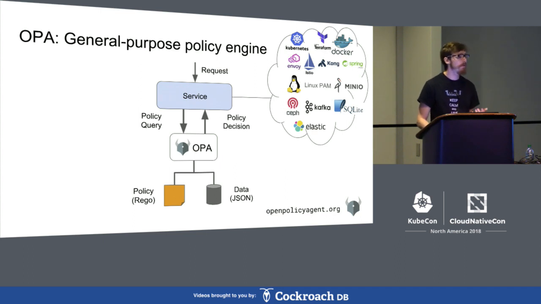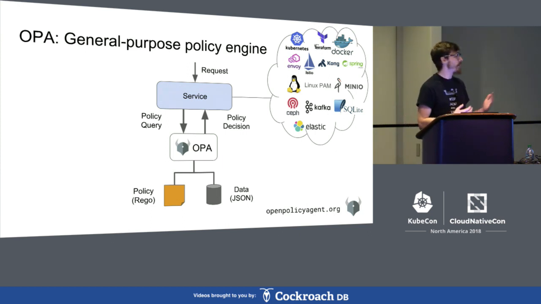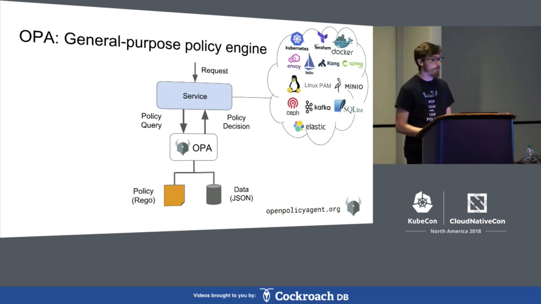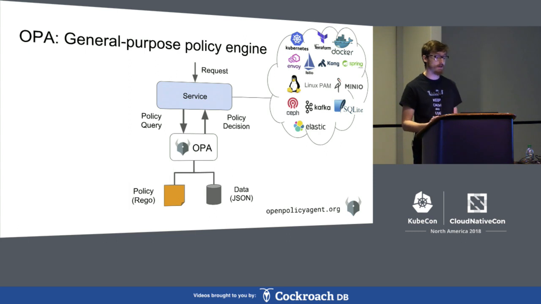Now, it's important to keep in mind here that the service can be any number of different kinds of services or components or parts of the stack, right? So it could be a container orchestrator like Kubernetes. It could be an API gateway like Kong. It could be Istio, Envoy. It could be Linux PAM at the host level, right? Protecting SSH and sudo access on the machines. Or it could be something around a message broker or a database or something like that, right? So these are actually all examples of projects and services that we have integrations with today.